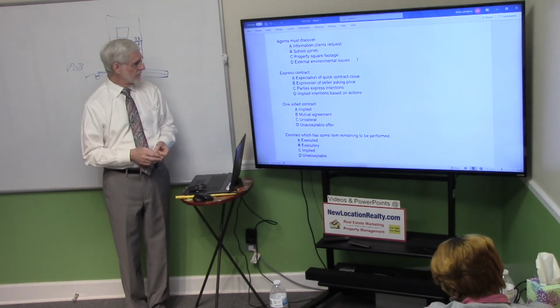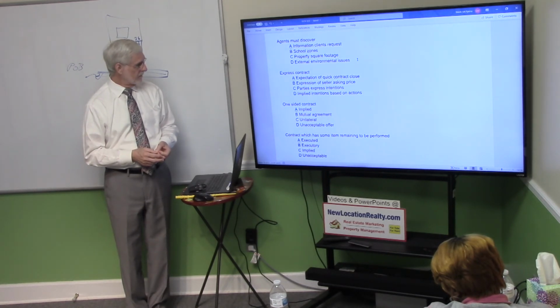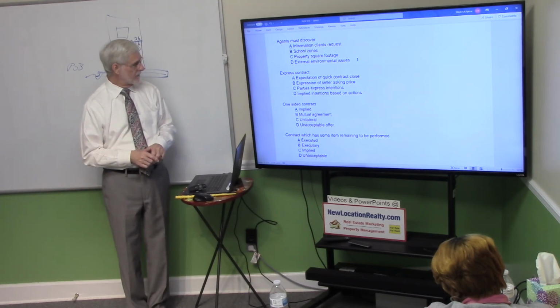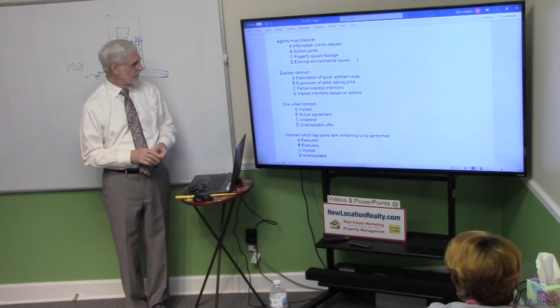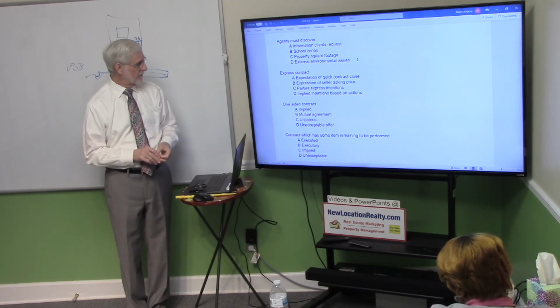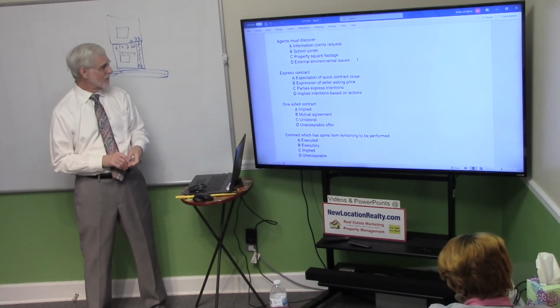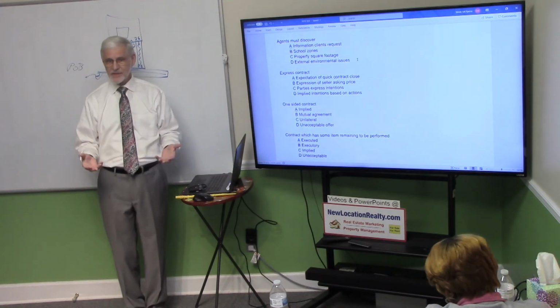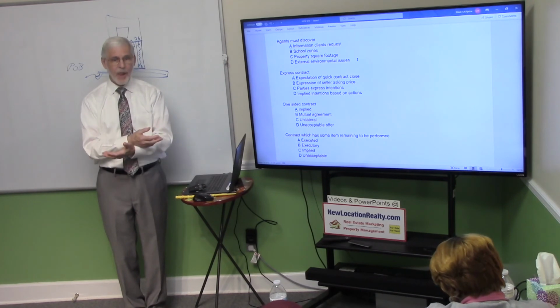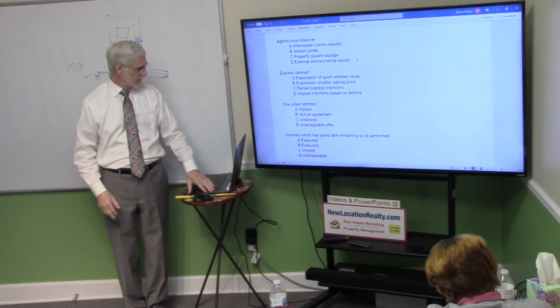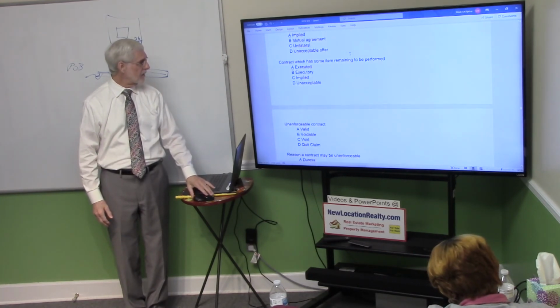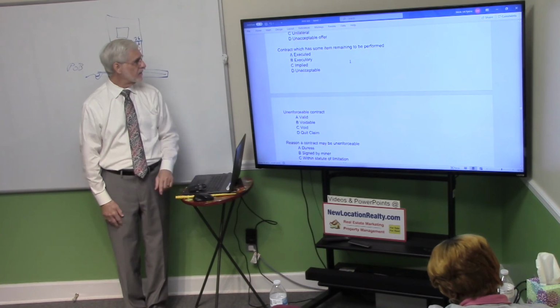Express, case for quick contract sale, so that's right. Express intentions. Implied intentions based on actions. Well, express contract, no, it's in writing. Implied, you know of it, based on action. In the C? Okay. See, parties express their intention. Right. It's not the opposite of implied. Unilateral. Yeah, one side is unilateral. Contract which has some title remaining to be performed. Executed.